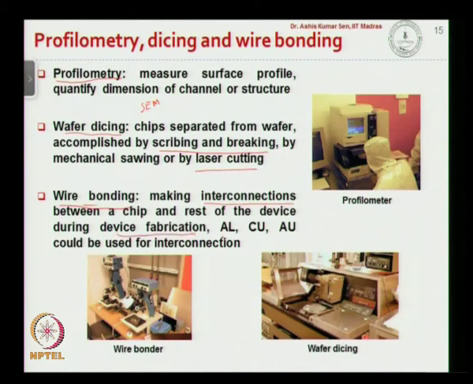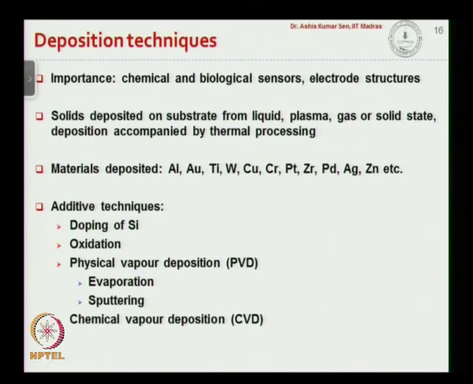There are different materials that are used: aluminum, copper, gold. They are most widely used in the wire bonder. So that gives a broad overview of the photolithography process.